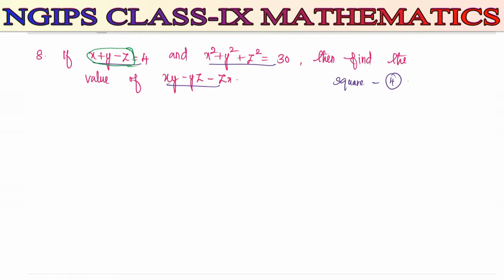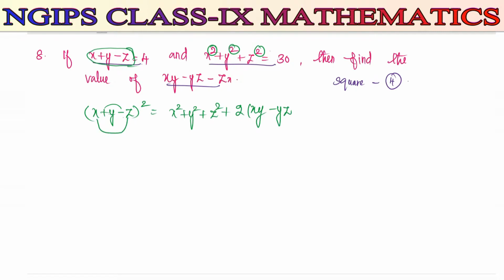Here because we have a square, I am going to apply the formula: x plus y minus z whole square is equal to x square plus y square plus z square plus 2 into x into y, you will get xy, and the next plus into minus you will get minus yz, and next y into z, if you take plus into minus it will be minus zx. So definitely you will get this term.